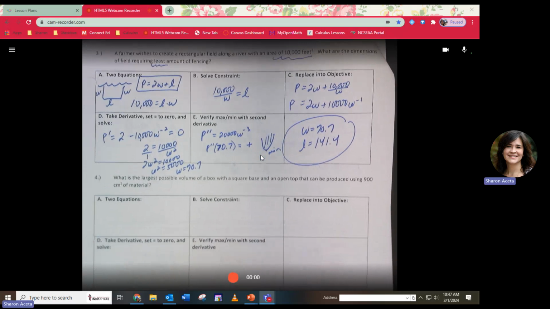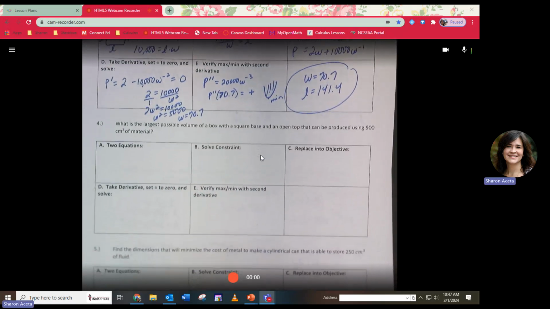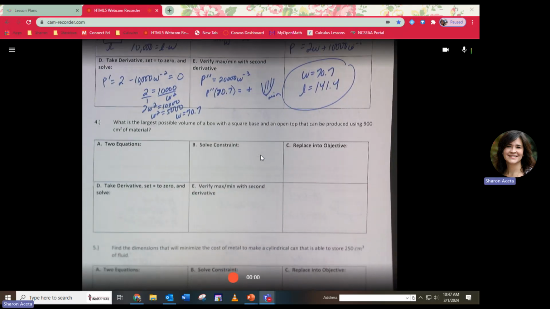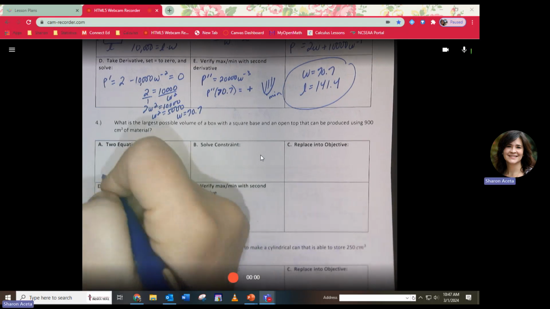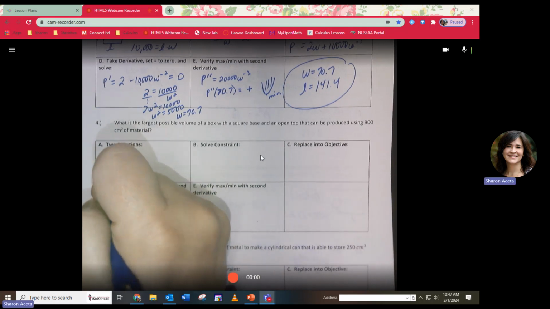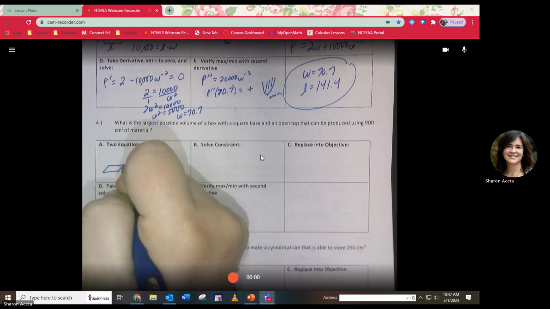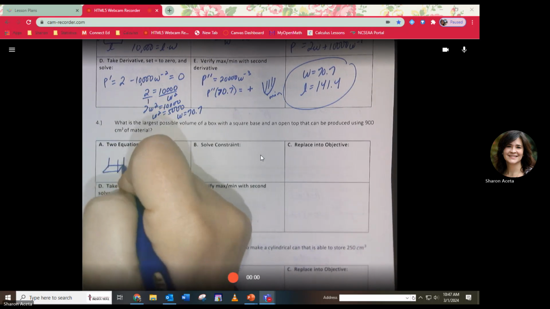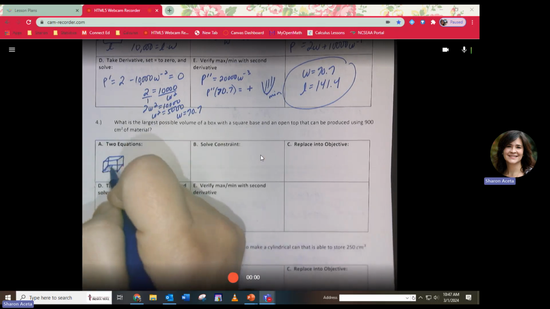All right. Let's kind of switch from doing these rectangles to now a three-dimensional picture. What is the largest possible volume of a box with a square base and an open top that can be produced using 900 centimeters squared of material? So I know that I have a square base, and that is important down here.